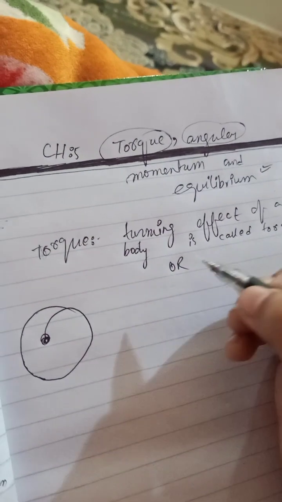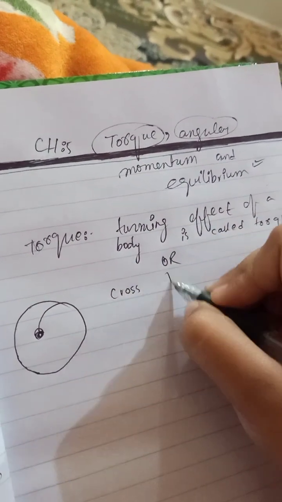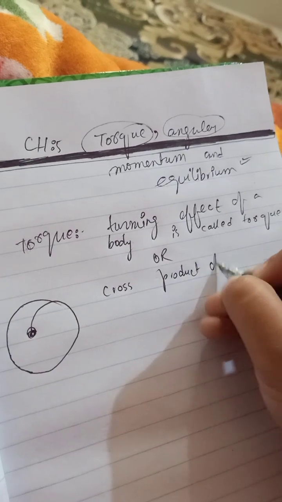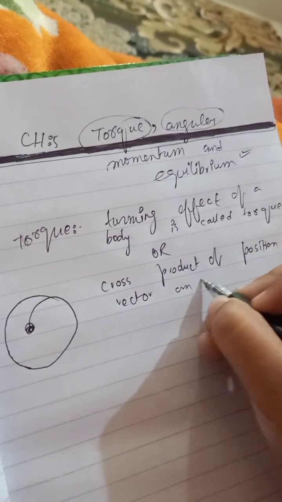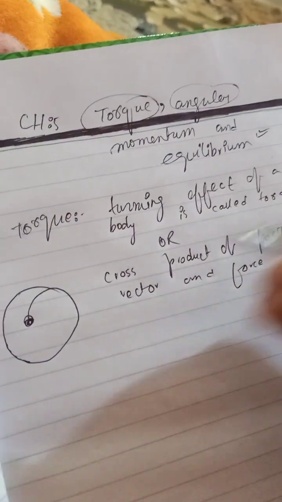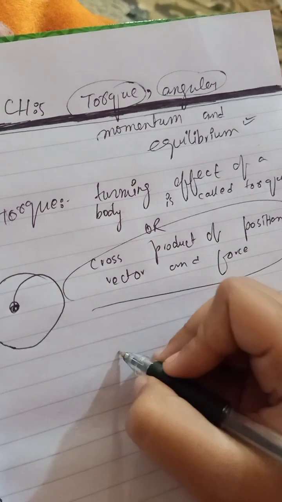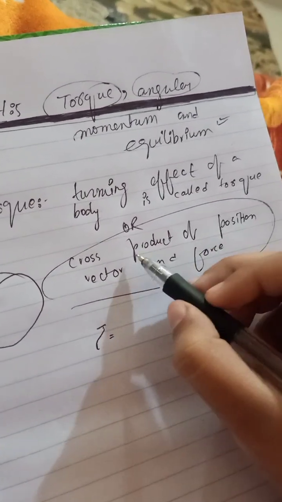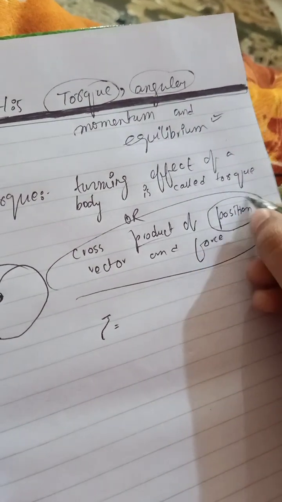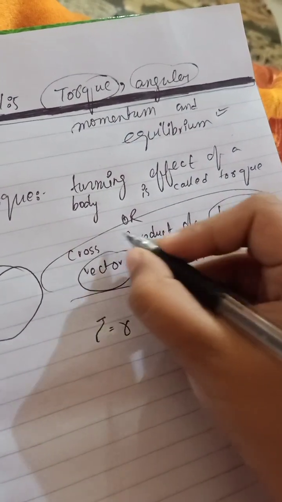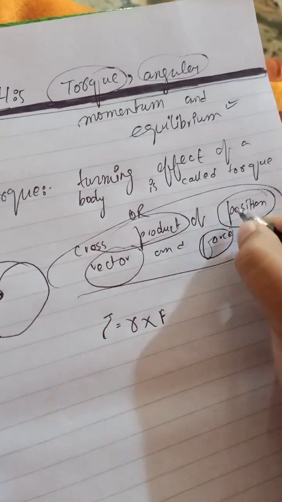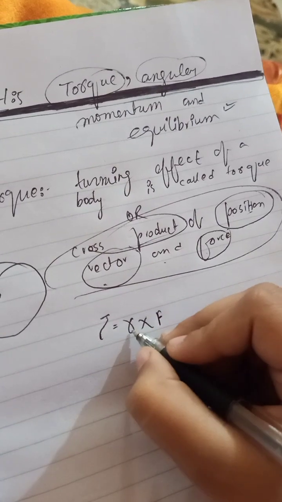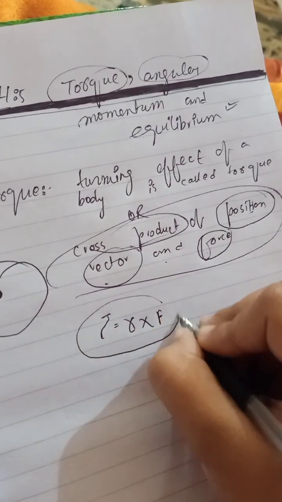Or if we talk about it, we have another definition too: the cross product of the position vector and force is called torque. So from this we can easily derive the formula of the torque. This is the symbol of torque: the cross product of the position vector, that is r, and the force. The cross product of the position vector and the force is called torque.